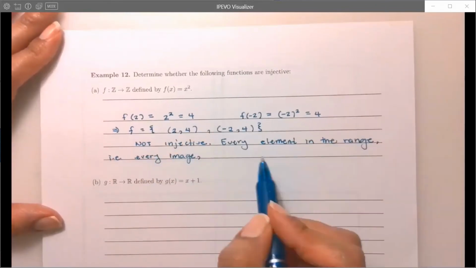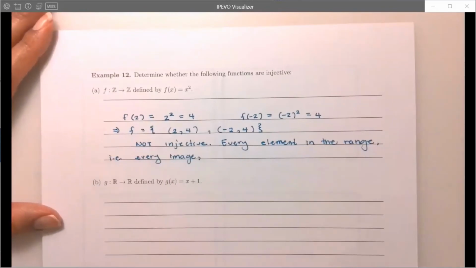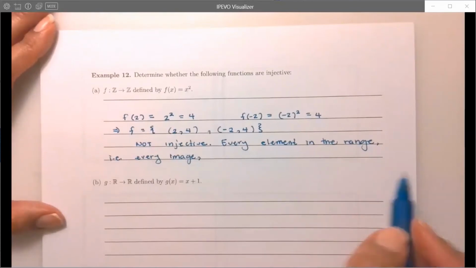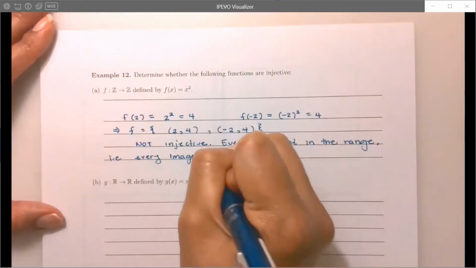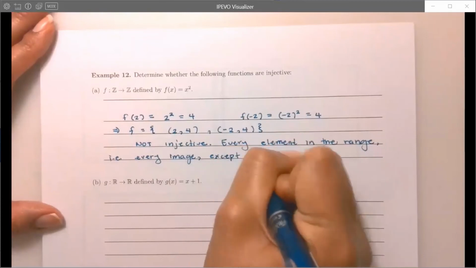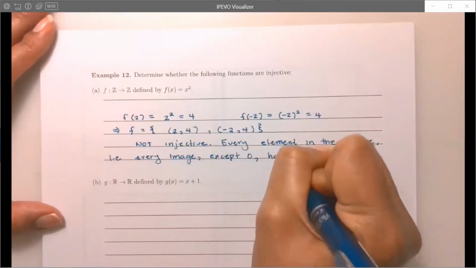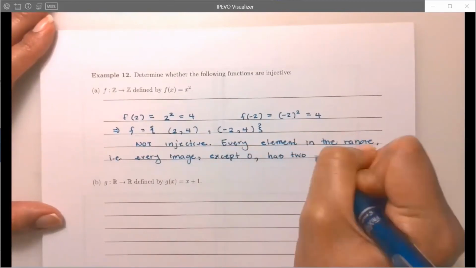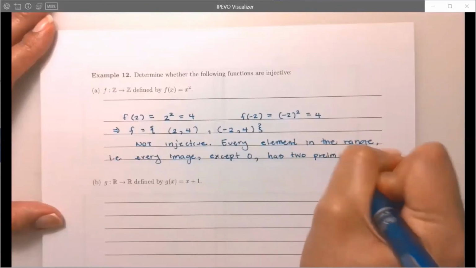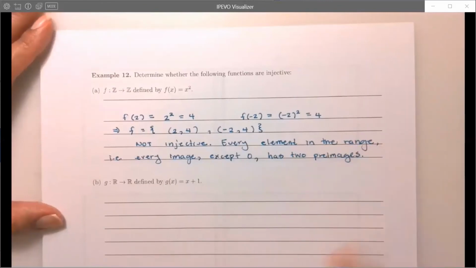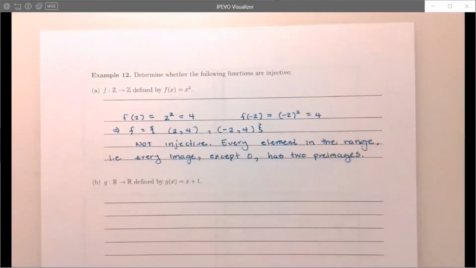And I should say except 0, right? 0 is the only one that has one pre-image, which is itself 0. So every element in the range, i.e. every image except 0, has two pre-images. That's why that is not injective.